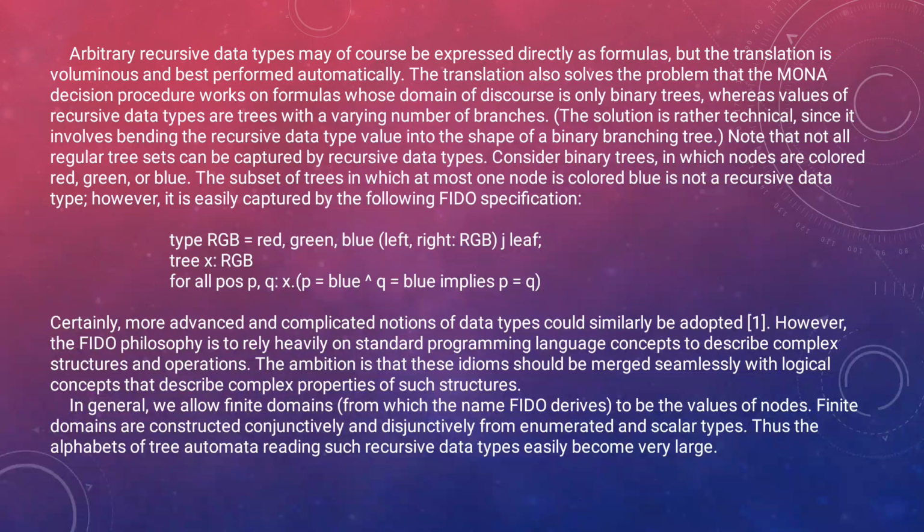Note that not all regular tree sets can be captured by recursive data types. Consider binary trees in which nodes are colored red, green, and blue. The subset of trees in which at most one node is colored blue is not a recursive data type. However, it is easily captured by the following FIDO specification.